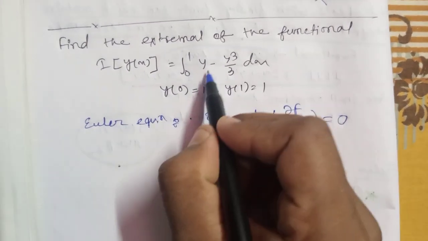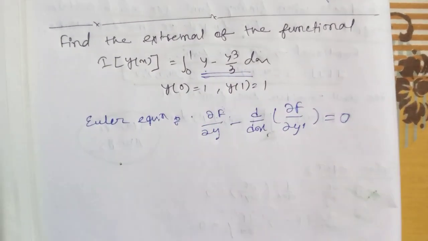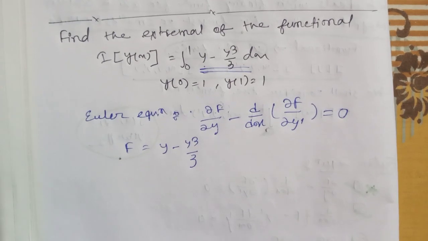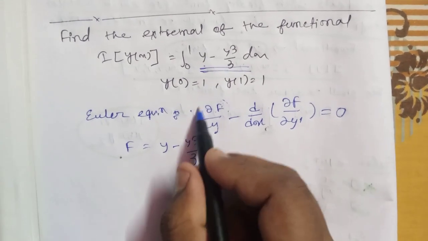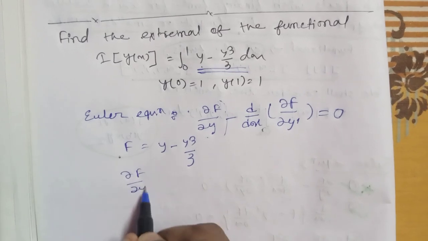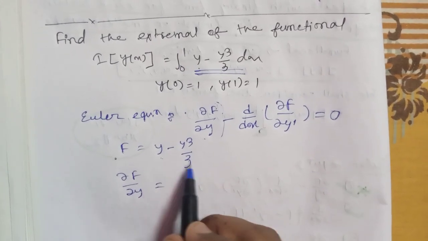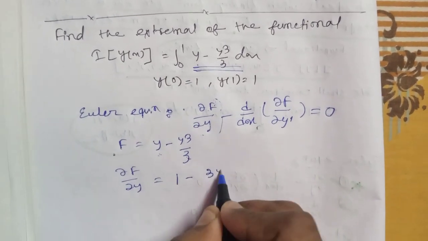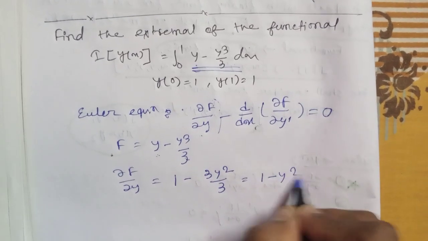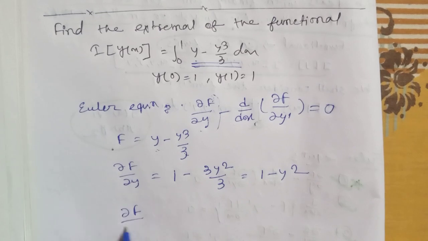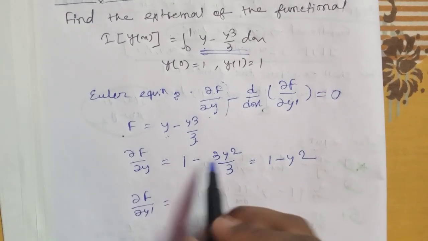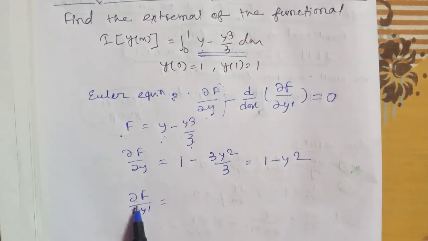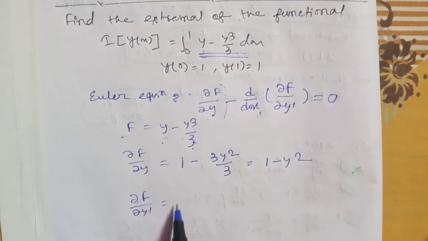This f is the integrand of our functional. So what is f? f is y minus y cube by 3. Then we have to find the value of del f by del y, which means we differentiate partially with respect to y. So what will we get? We will get 1 minus 3y square by 3, that is 1 minus y square. What is del f by del y dash? Now f is y minus y cube by 3. There is no term of y dash, so the partial differentiation of f with respect to y dash is 0.